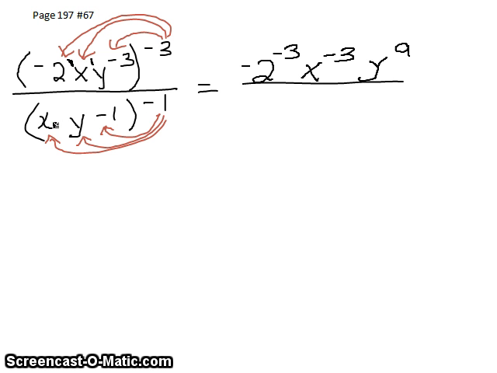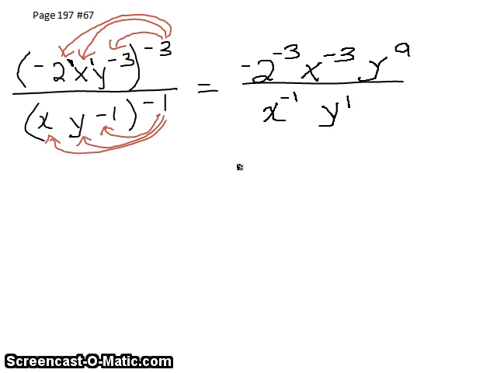Now let's distribute the -1 through to everything down here. We have x to the 1 times -1 gives me x to the -1, and we have y to the -1 times -1, which gives me y to the +1.